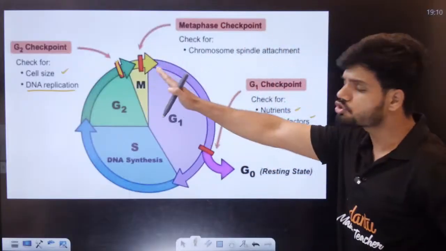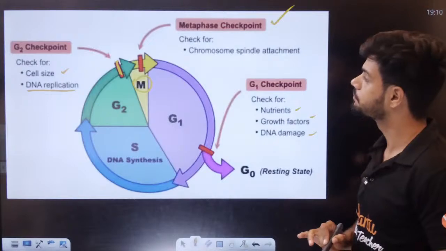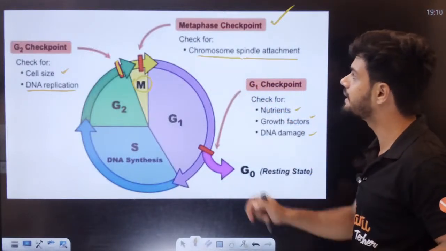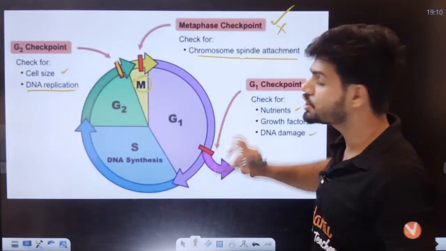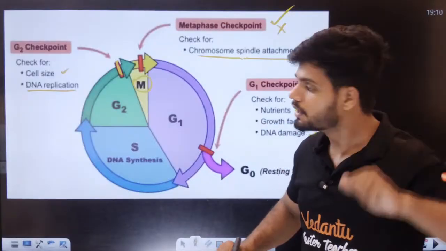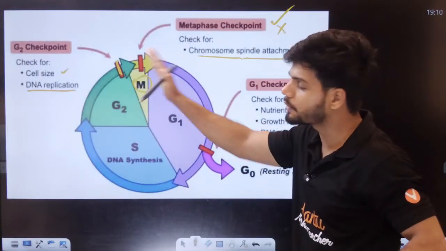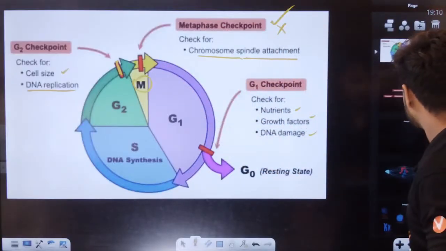Now apart from these two checkpoints, students, even in the M phase, there is one more checkpoint. That is the chromosome spindle attachment, which happens in metaphase. Do not worry about this, students. I will teach you this when I teach you about mitosis. But right now, remember, one checkpoint after G1 and one checkpoint after G2. Two different checkpoints are there, students.